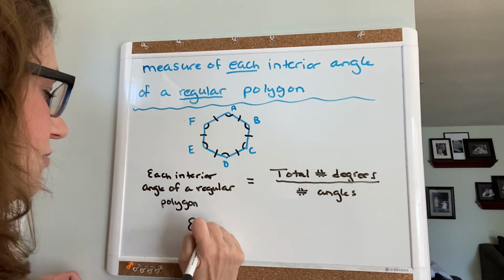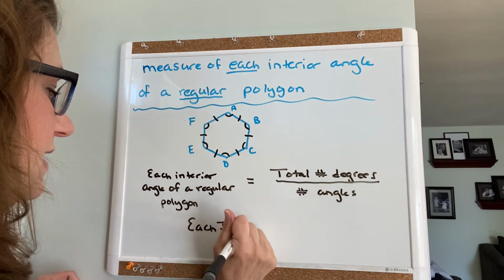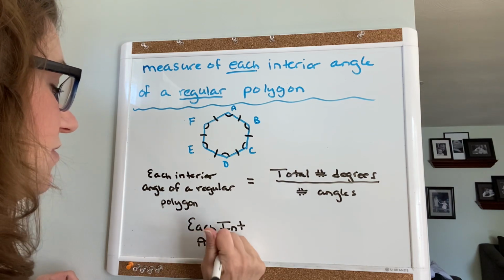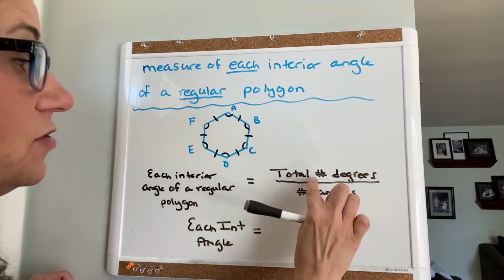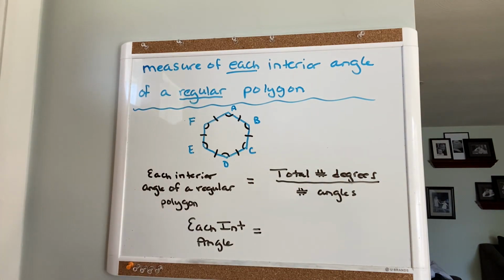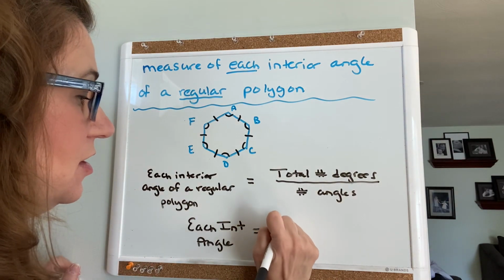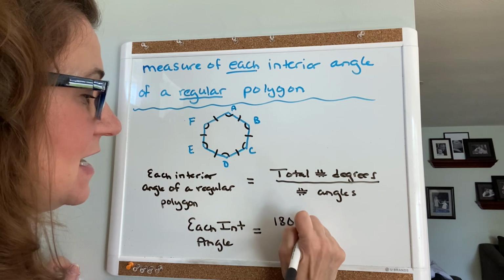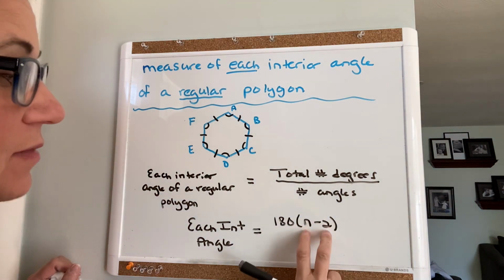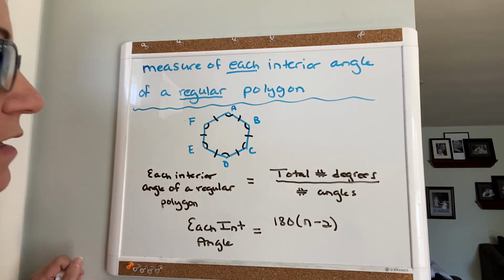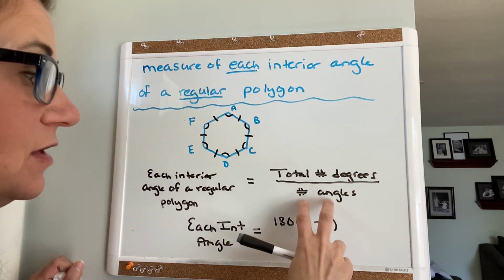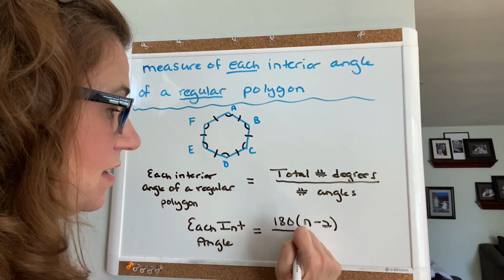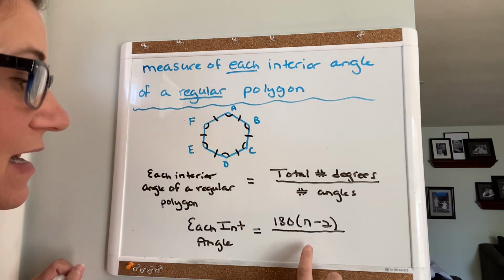So I'm going to just abbreviate here, each interior angle. And remember, this is of a regular polygon, all right, will be equal to the total number of degrees. And this was last week's assignment. In order to find the total number of degrees in any polygon, you had to do 180 degrees times n minus 2. And if you remember, n minus 2 meant the number of triangles. The number of triangles is always 2 less than the number of sides. Now, the number of angles in a regular polygon is the same as the number of sides, so we're going to use n.